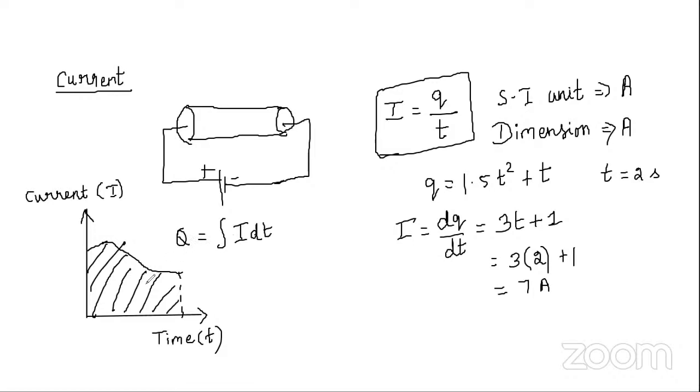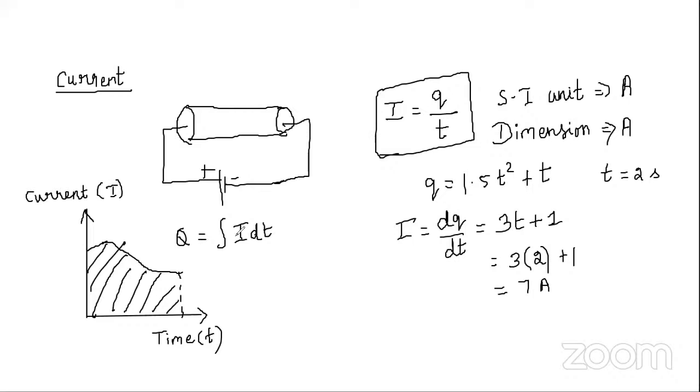So if you want to find out the total charge flowing through the conductor, you have to integrate the area under this curve. This curve actually represents the variation of current with respect to time, and when you integrate this curve, you will be getting the total charge flowing through the conductor. So this is another method to calculate the charge.